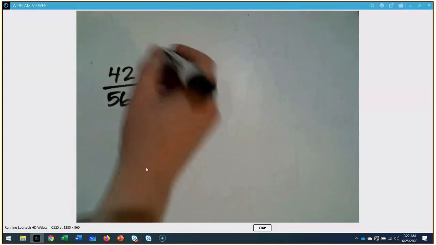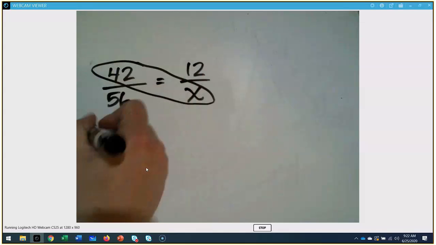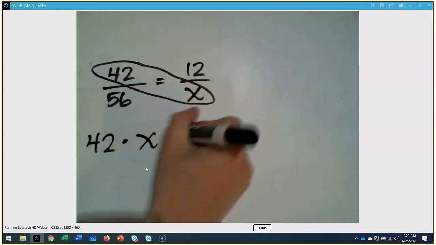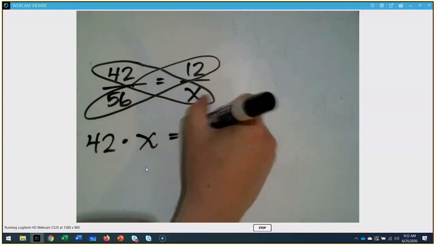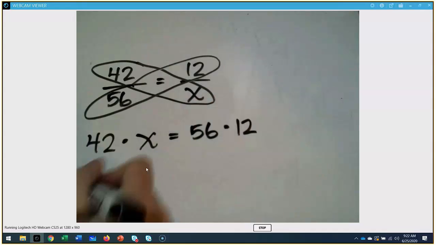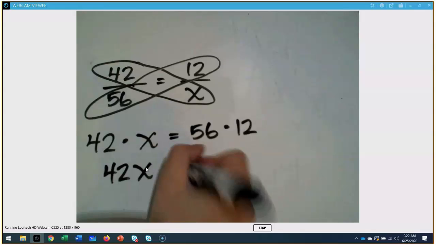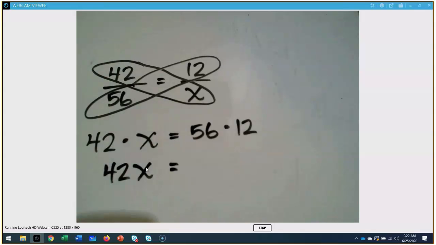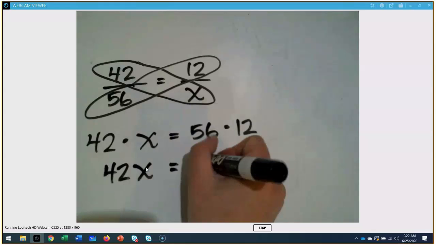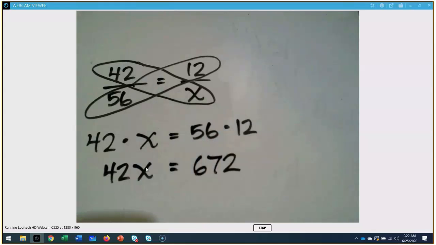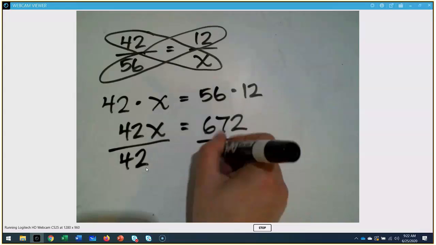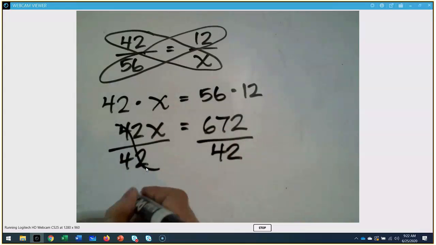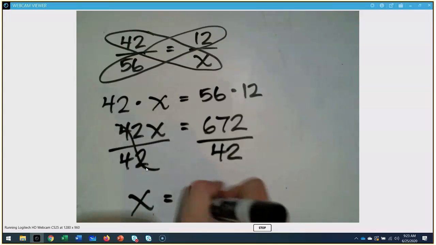So here we go. That'll be 42 times x, and then 56 times 12. This is 42x. 12 is 672. And then I'll divide them by 42. Negative 15.